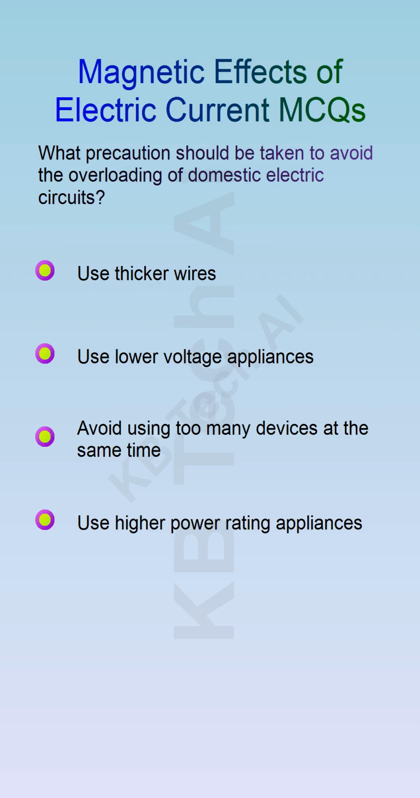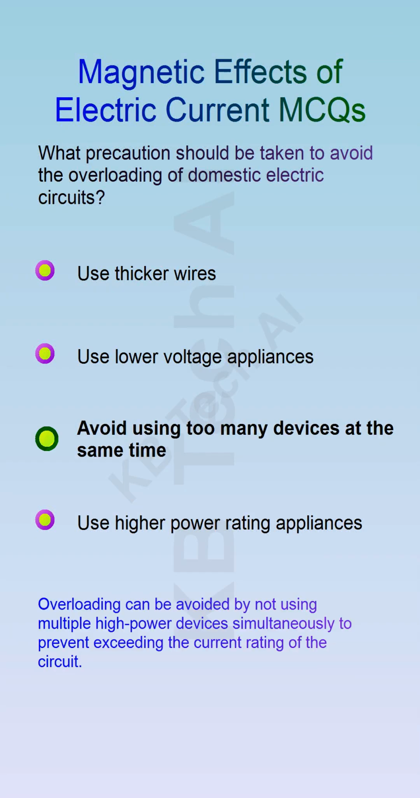What precaution should be taken to avoid the overloading of domestic electric circuits? Option 1, use thicker wires. Option 2, use lower voltage appliances. Option 3, avoid using too many devices at the same time. Option 4, use higher power rating appliances. The answer is, option 3, avoid using too many devices at the same time.